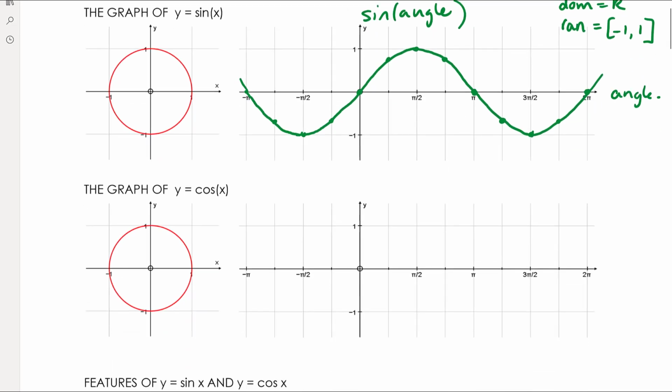Alright, let's think about cosine. Again, this time our horizontal axis still represents the angle, but our vertical axis represents cos of that angle, so the x coordinate of the point in the unit circle. Again, let's plot out some key points. When the angle is 0, the value of cosine is 1. When the angle is pi on 4, the value of cosine is that distance there. Now, interestingly, when the angle's pi on 4, the value of cosine is the same as the value of sine.